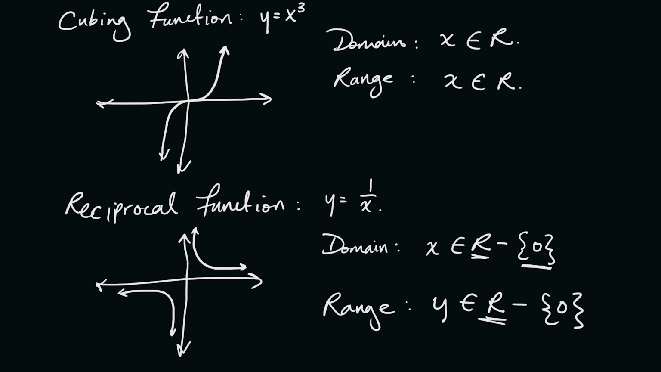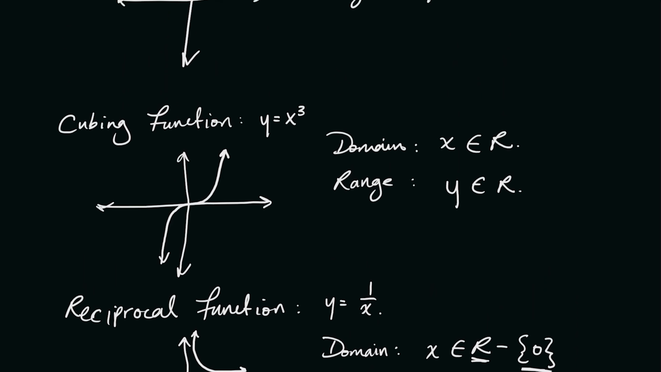Now I just realized a mistake that we have for our cubing function. I wrote x for the range, which is amazing. So we're going to switch it to y. Now, next up, we have our exponential function.